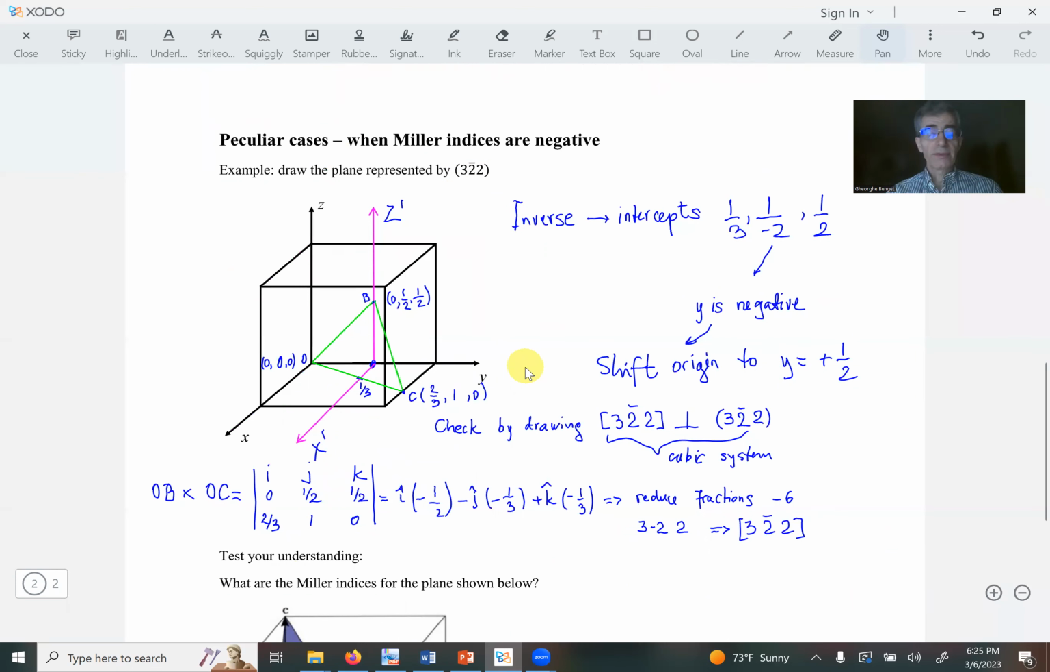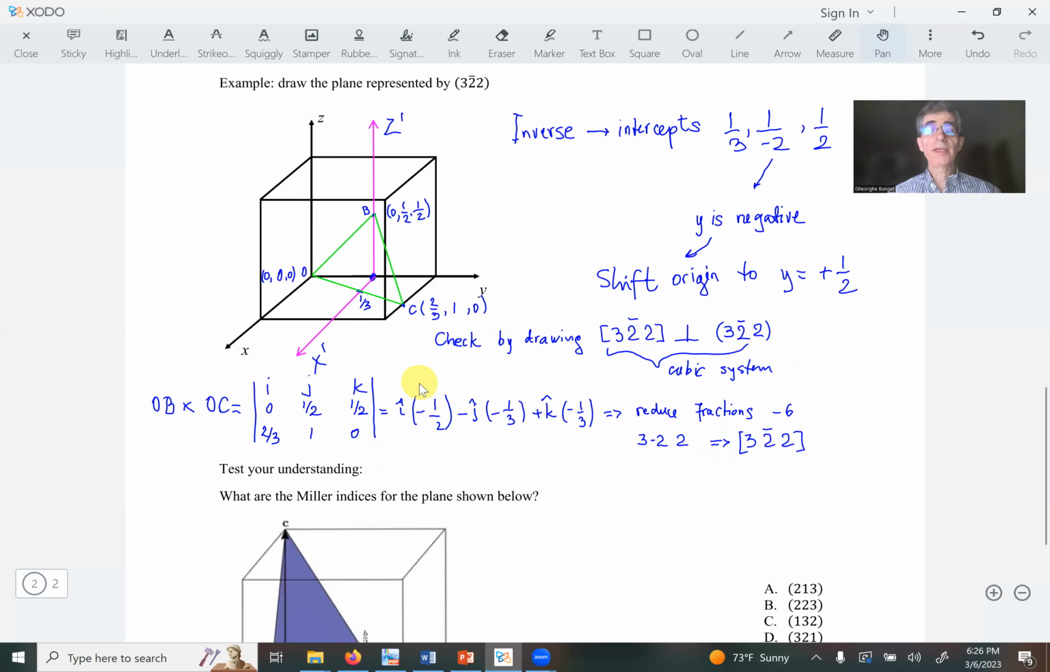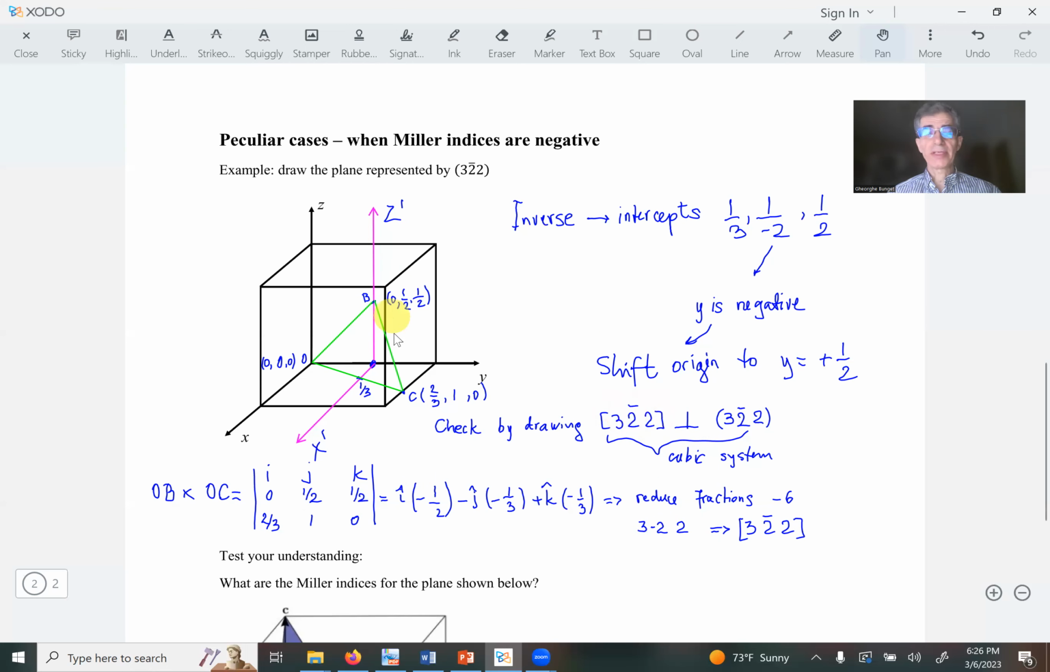How are you convinced that we did draw the real plane, and we didn't make any mistake? As we talked in the class, we recalled that for the cubic system, only for the cubic systems, the (3 2bar 2) plane will always have a perpendicular direction on it that has the same Miller indices. So in this case, the [3 2bar 2] direction will be perpendicular on this plane with the same Miller indices. And most of the time it's easier to find the direction.